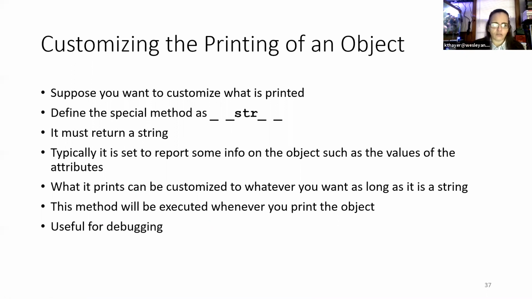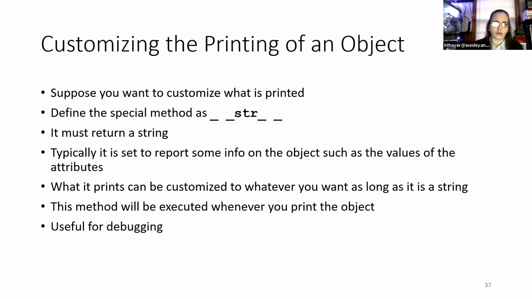Typically it's set to report some info on the object, such as the value of the attributes. That's usually what somebody would choose to do. Could you choose to have it print out happy birthday? If you really want to, nobody's going to stop you from doing it. But that, of course, wouldn't be a helpful thing to do. So the point is, it has to be a string of any kind.